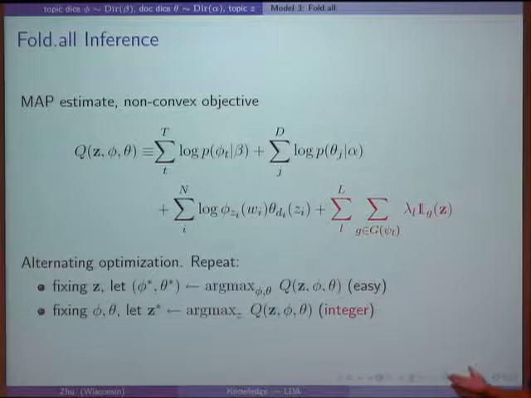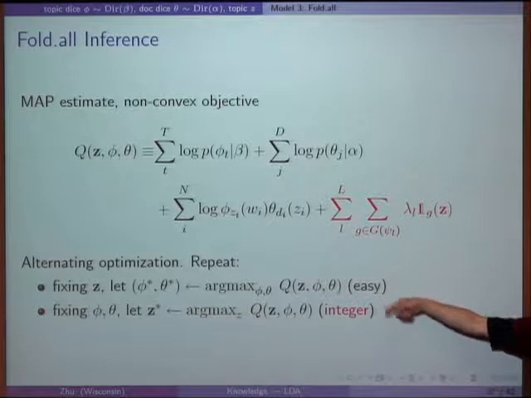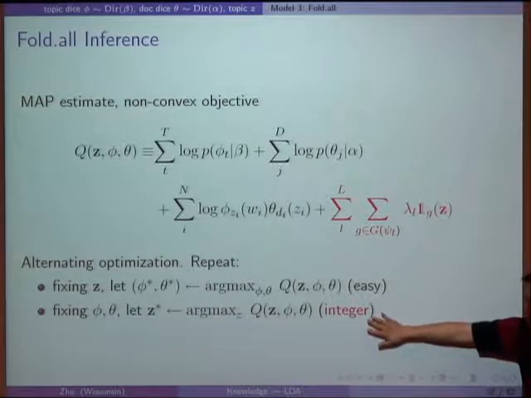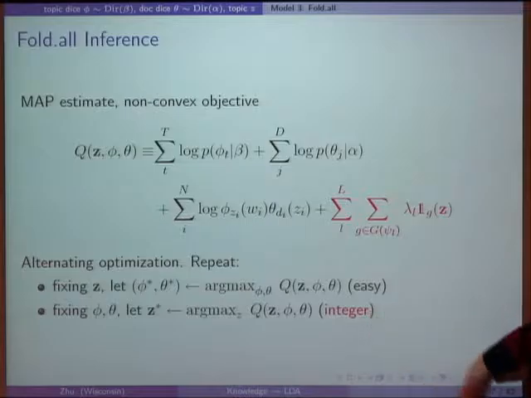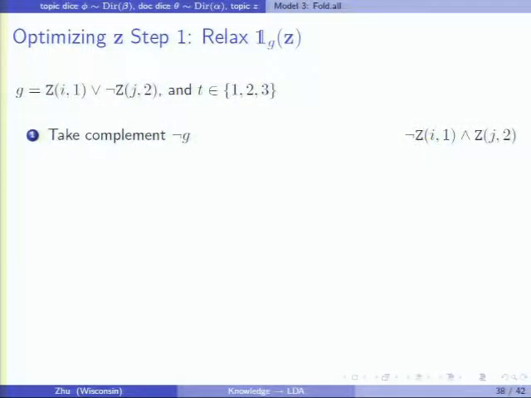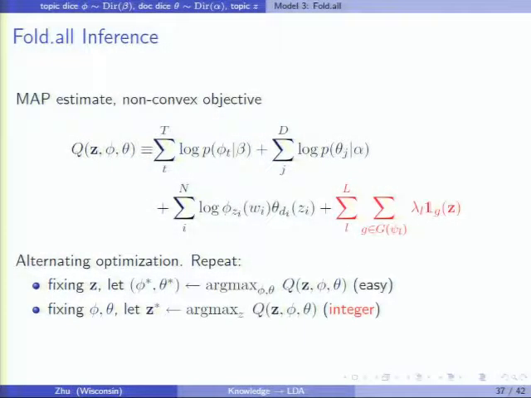So this is the part where people typically get stuck. This is where it takes a lot of time to do inference. But we're going to do this procedure. We're going to iterate, and I'm going to explain how we do this part in a somewhat efficient fashion. So here's how we optimize z. We're talking about this step now.